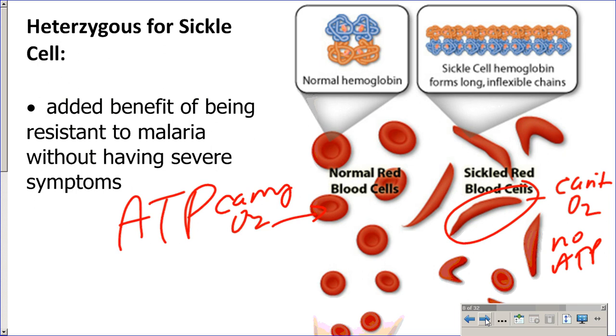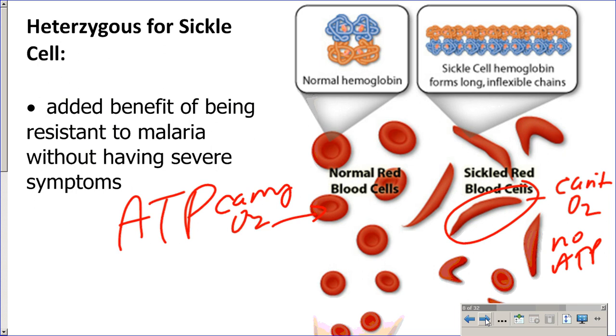Are they going to stay in there and live there? No, okay? They don't want to live in crescent-shaped red blood cells. They want to live in the big, fluffy, round ones. So if you're in an area where malaria is very, very prevalent, and you have sickle cell anemia, you're probably not going to get malaria.